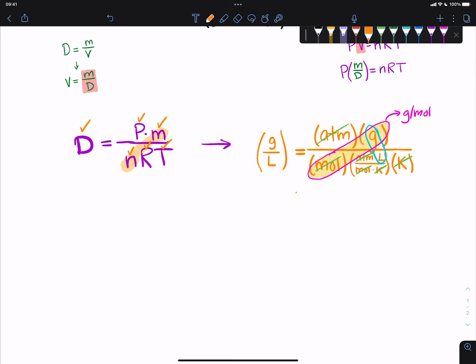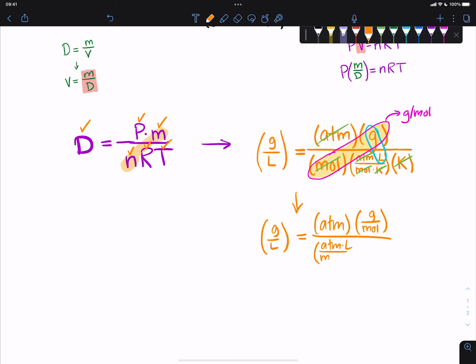And what we get, rewriting with the unit check, we have grams per liter is equal to, we have our ATM still, but then we could actually put grams per mole all in the top. And then in the bottom, we still have our R constant, atmosphere liters per mole Kelvin, and then we have our Kelvin.